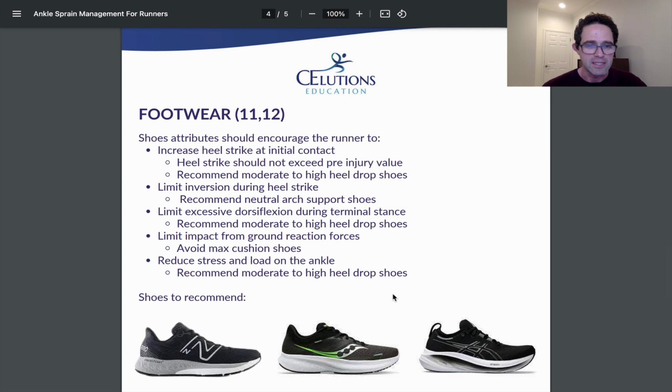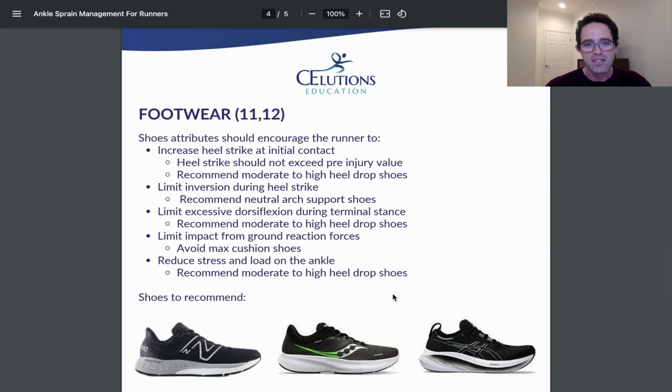Also, when we're talking about the limits of excessive dorsiflexion at terminal stance, this is important when we talk about the heel drop as well. I already mentioned moderate to high heel drop shoes are recommended. We don't want a zero drop shoe because a zero drop shoe is going to force them into that excessive dorsiflexion. Also, we want to limit the impact from the ground reaction forces, as we mentioned before. Avoid those max cushion shoes. If you haven't heard me talk about Hokas and those max cushion shoes or high impact shoes, go back, read or take a listen to that information. But again, avoid those max cushion shoes because that is what's going to put a lot of increased impact through the lower extremities because we see increased leg stiffness in those runners.